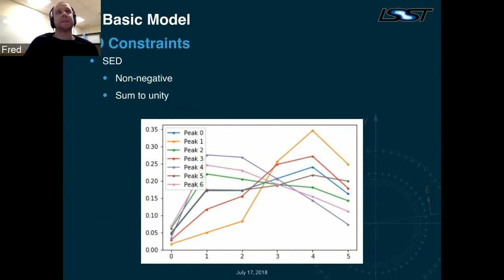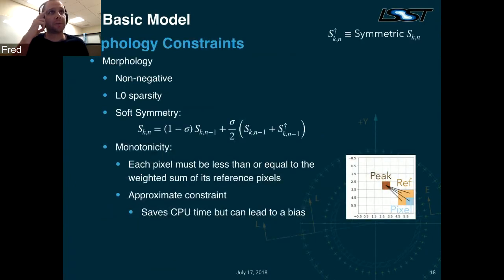And so for the SED, we say we want it to be non-negative, and we want it to sum to unity, right? So this is basically the constraint to break the degeneracy in SED morphology space. And then for the morphology, we say that we want it to be non-negative. We can optionally use an L0 sparsity, which essentially means we want them to be compact.